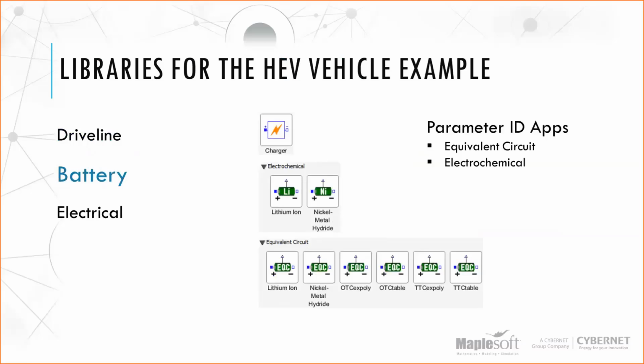The battery library has a charger and two approaches for modeling batteries. It can be either electrochemical or equivalent circuit, and you can choose between different types of batteries with different chemistries. This library also has two parameter identification apps that you can use to identify the battery parameters based on your experimental data.